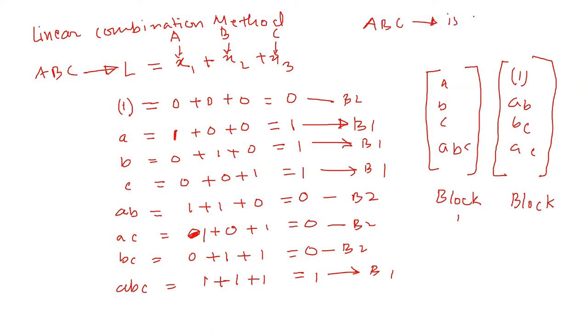ABC is confounded between the blocks, so we won't be able to see the effect of the ABC confounded factor.